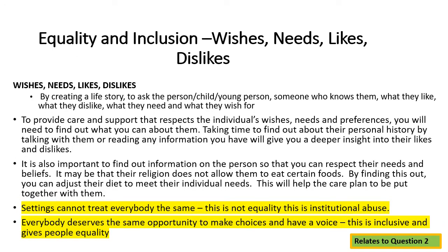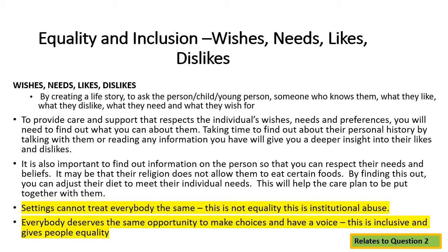We're now going to look at wishes, needs, likes and dislikes. And again, it's important that we find out this information. We've looked at this a little bit by looking at personal care, but by asking that person, that child, that young person, or somebody who knows them, what they like, what they don't like, what they need and what they wish for. That all comes under equality and inclusion, and giving everybody that equal opportunity, being fair and finding out what they want.